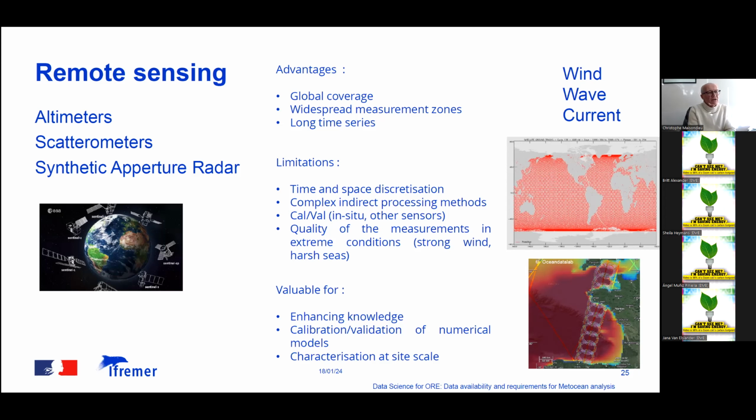The method to get access to the information that is relevant for the engineer, these processing methods are relatively complex. The satellite information is to be calibrated and validated, and this is done against in-situ measurements or other sensors, but not against a numerical model, of course. And also the quality of the measurements will be affected by harsh conditions, strong winds and high waves.